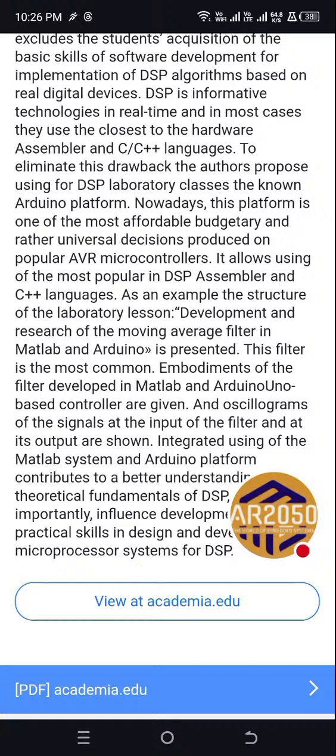As an example, the structure of the laboratory lessons, development, and research of the moving average filter in MATLAB and Arduino is presented. This filter is the most common.